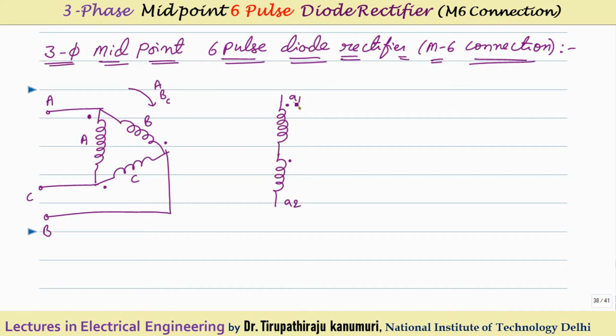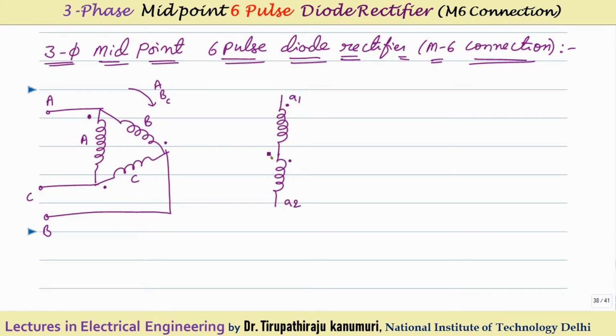You can remember here that for A1 we are taking the output from the dot, whereas for A2 we are taking it from the opposite side. So automatically, at any instant, if A1 is positive, A2 will be negative. A2 will be 180 degrees opposite to A1 at any instant because it is of opposite polarity.